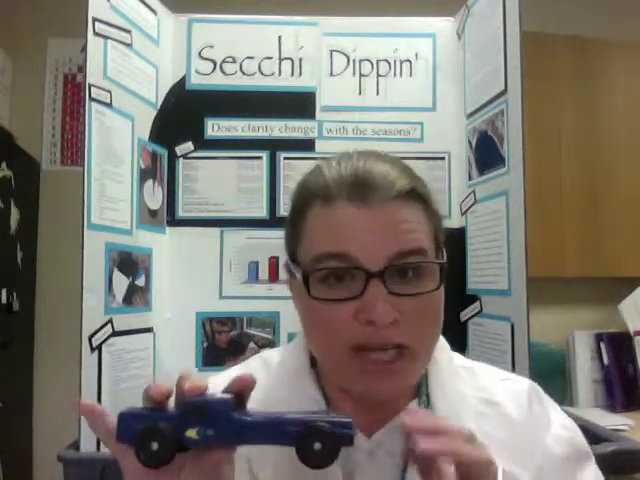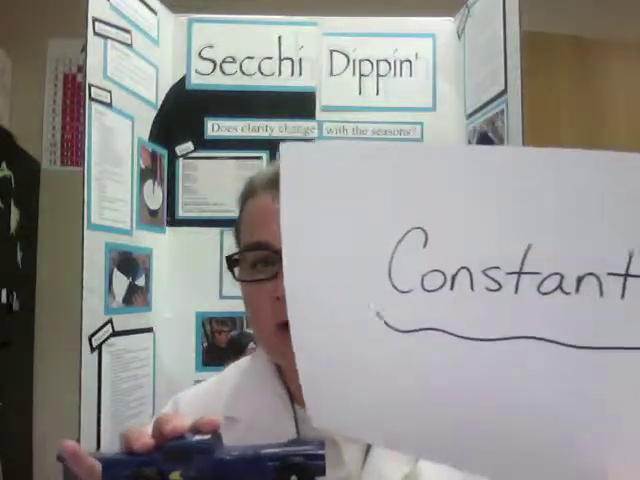Now I have to keep constant everything else, which means I need to have the same shape, the same wheels, the same lubricant, the same paint, and so forth, same track. Okay. So all those are called constants, the variables that I'm not changing, that I'm keeping the same. So in this case, my independent variable is where I'm putting the weight.